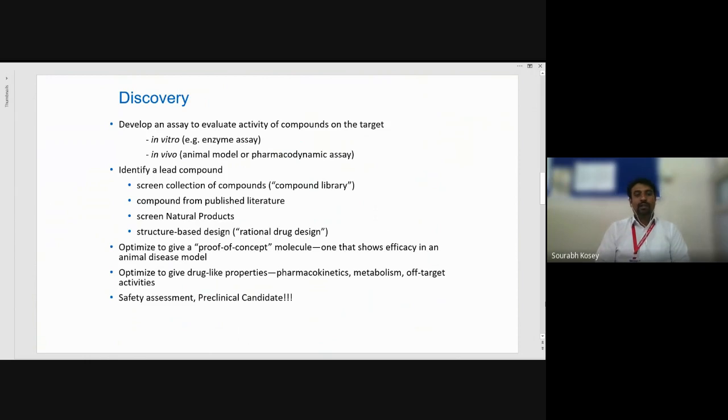Thereafter, the structure-based design, rational drug design, and optimization give a proof of concept that yes, the drug or the lead compound which we are going to forecast is a safer one. And thereafter, we need to give the drug-like properties such as pharmacokinetics, metabolism, off-target activity, safety assessment; preclinical, clinical, paraclinical, post-clinical dimensions of a molecule have to be undertaken.